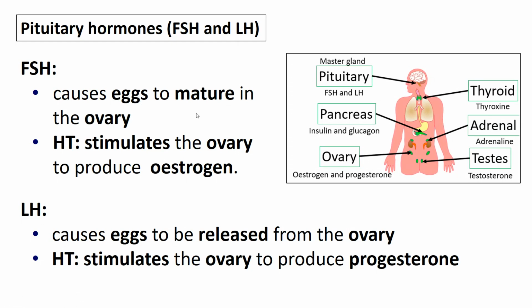It also, if you're doing the higher tier, you have to know that it stimulates the ovary at the same time to produce estrogen hormone as well. LH will cause eggs to be released from the ovary. And if you're doing the higher tier, you need to know it stimulates the ovary to produce progesterone, that other hormone. So FSH causes eggs to mature, LH causes eggs to be released, and then the interactions with other hormones are what you need to know for higher tier paper.